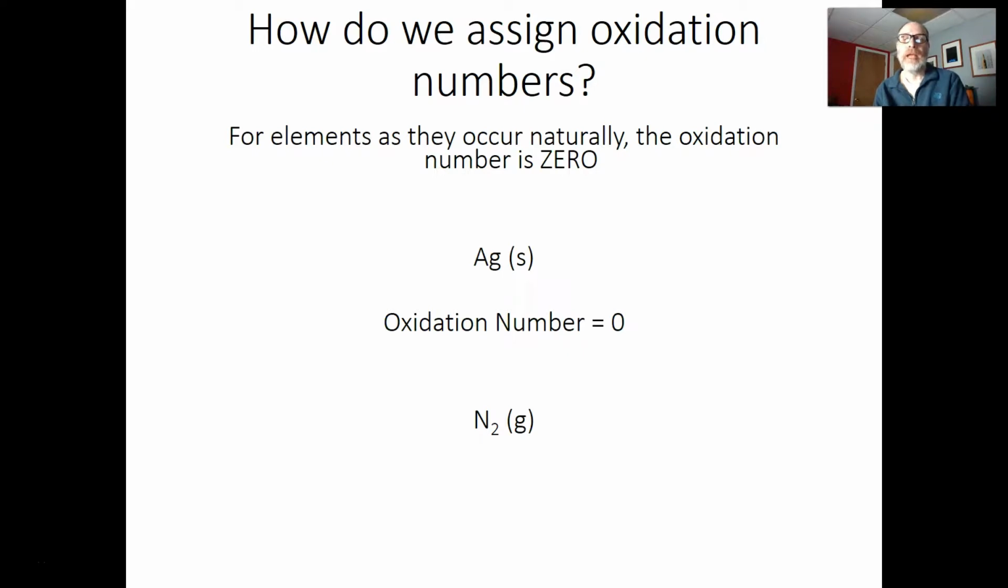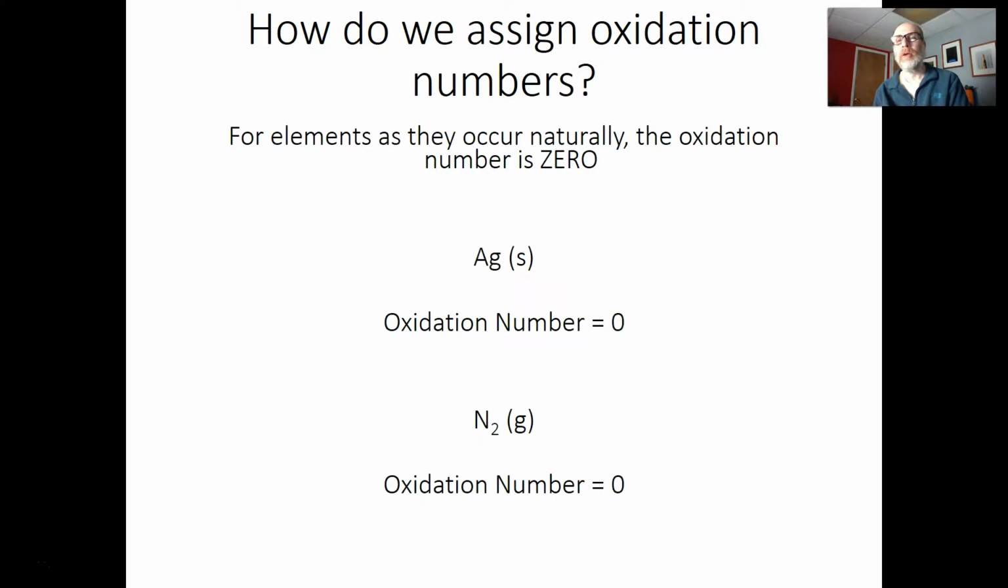Then at the bottom we have N2, and remember that nitrogen is one of those elements that exists as a diatomic. So it's N2. When we see N2 in a chemical equation, right away an alarm bell needs to go off in your head saying, okay, that's the elemental state of nitrogen, so its oxidation number is 0. Elements in their elemental state have an oxidation number of 0.